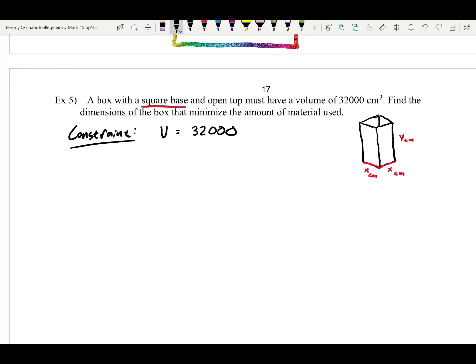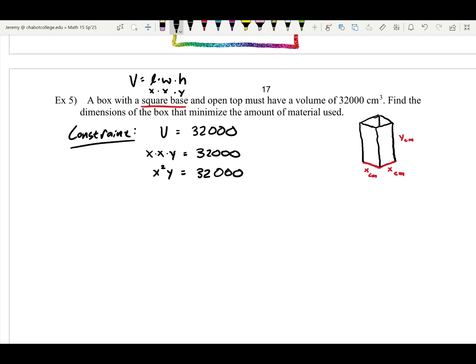Okay, but what is the formula for the volume of a box like this? Well, normally volume is length times width times height. What's the length, width, and height of this box? Well, length and width are both x, and height is just y. So the formula for volume is going to be x times x times y, and that will be 32,000. I can simplify this to just x squared y equals 32,000. Okay, and I'm happy with that for now.